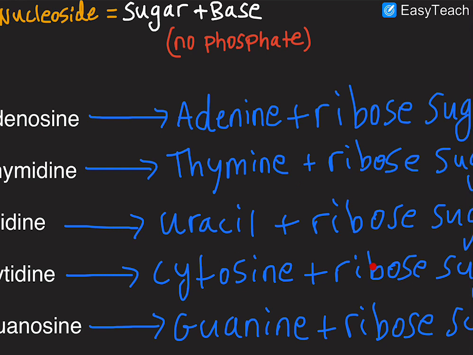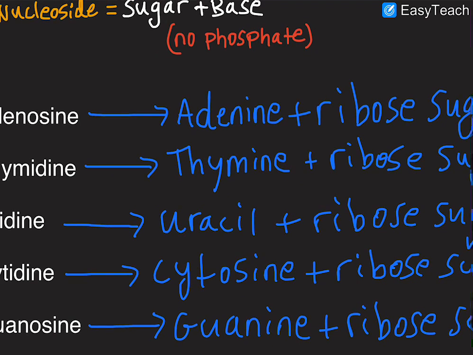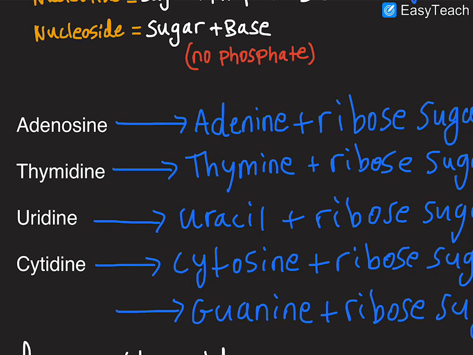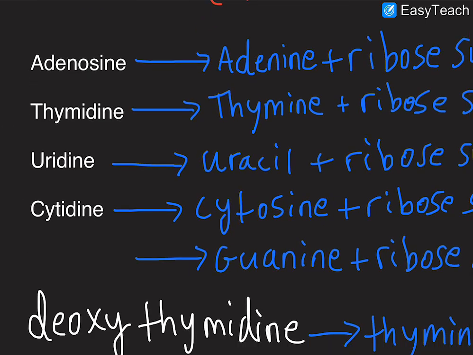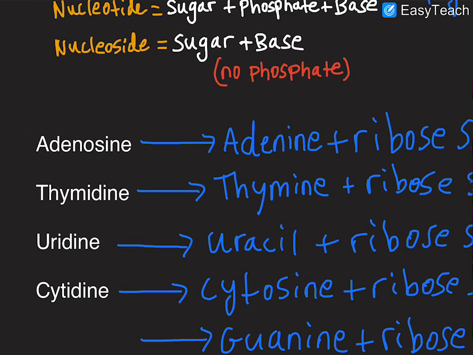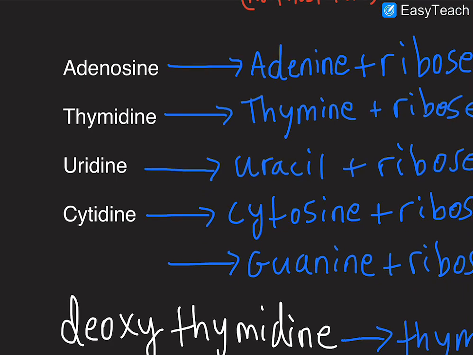So base plus sugar, and if we keep on doing that, now I think we understand that a base plus a sugar makes a nucleoside. Specifically, these are RNA molecules because there are ribose sugars that make up these nucleosides. If this was deoxyribose sugars, we would have DNA. If we keep on going down, over here we were supposed to see guanosine, but let's just write that in since we don't see it here.